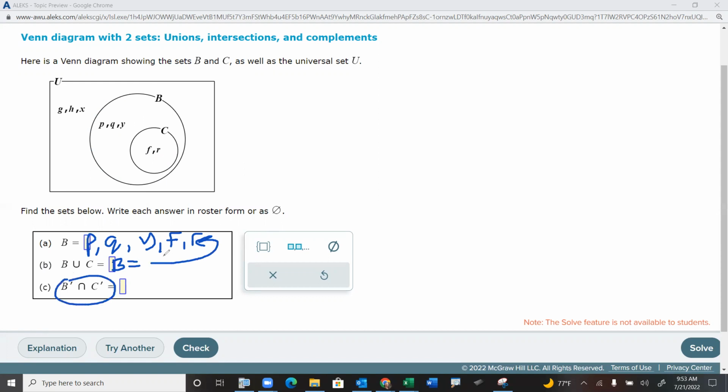And then B complement intersect C complement. Okay, now we got to take that one a little slower. So B complement is everything outside of B. So that right there. And we want to intersect that with everything outside of C. Well, everything outside of C is that right there. Now, if it were a union symbol, we would just keep everything I've underlined. But it's intersection, so we're going to only take what they have in common, which is that right there. And that's it.